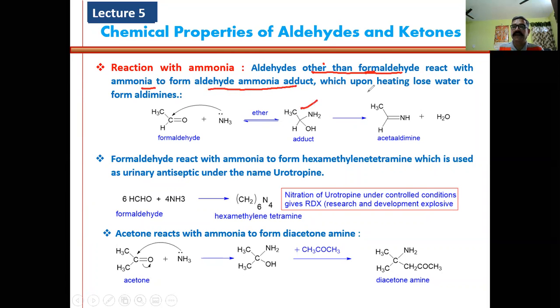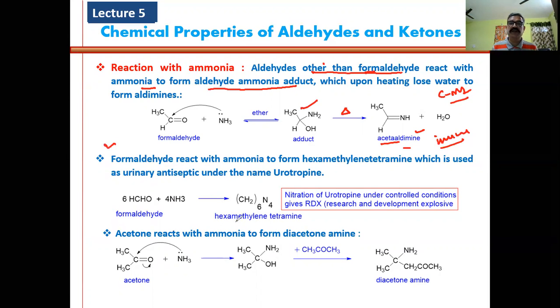This is the adduct. Upon heating, it loses water, HOH. Electron withdrawing groups are destabilizing each other, so it loses water to form aldimine. Imine is C double bond NH. With single bond NH2 it is amine. It is imine. So the first important point: aldehydes other than formaldehyde, when treated with ammonia, form aldehyde ammonia adduct, an addition product, which upon heating loses water to form aldimine.